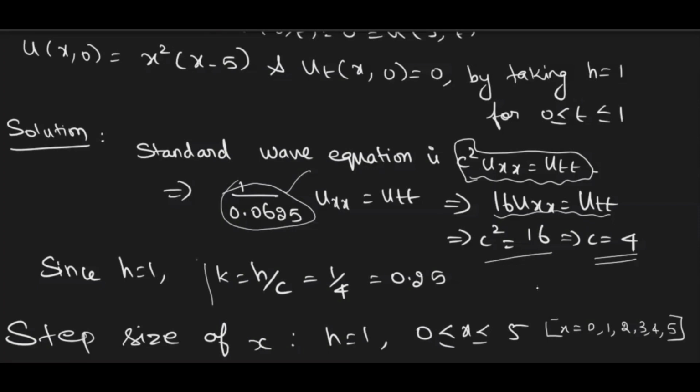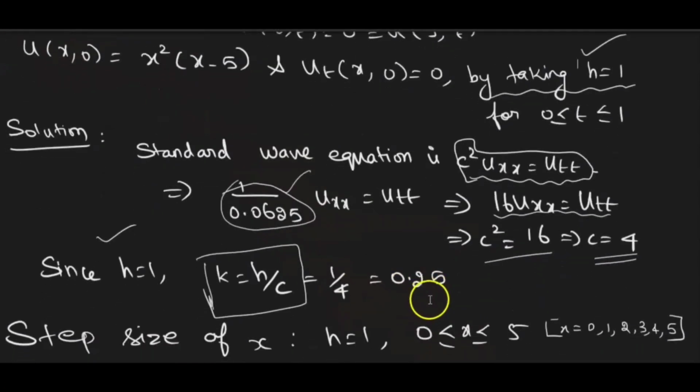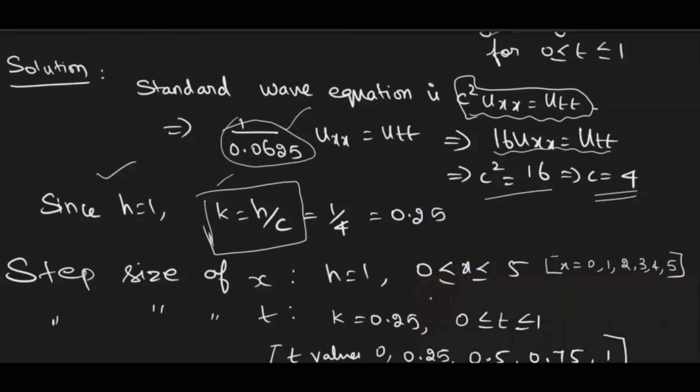Always take k as h by c. If they don't give k, we are going to choose k as h by c. Here they have given only h, and h is 1. So we take k in such a way that k is equal to h by c. In case they have given k also, if k is not equal to h by c, then you have to deal with the problem in a slightly different way.